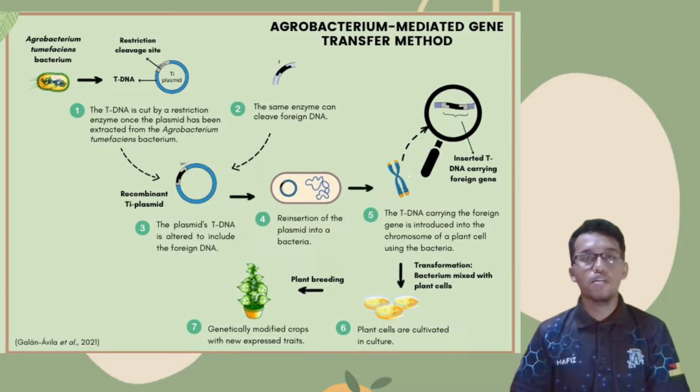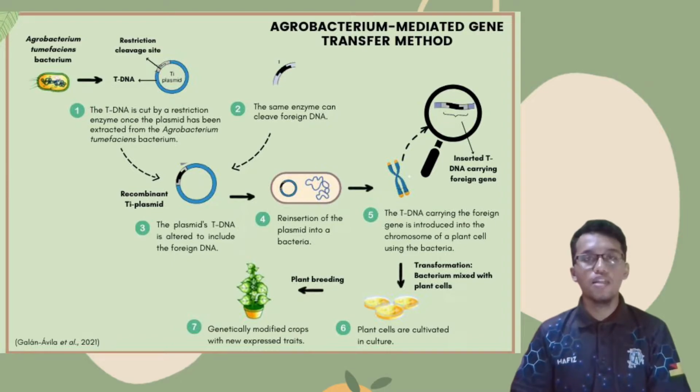This bacterium has a tumor-inducing plasmid called the Ti plasmid. In the Ti plasmid, it has a unique segment of DNA called tDNA, which is very important in the process of making transgenic plants. To make a transgenic plant, a gene of interest will be inserted into the tDNA. Now, let's discuss the steps in this method.